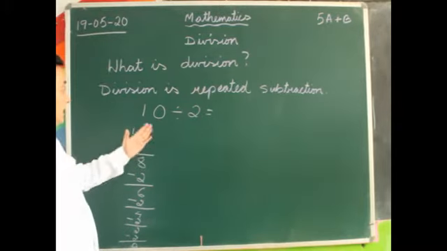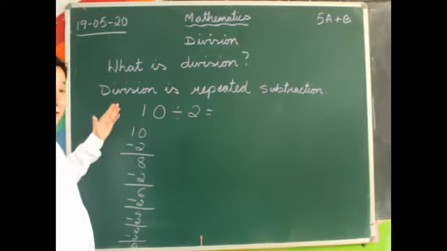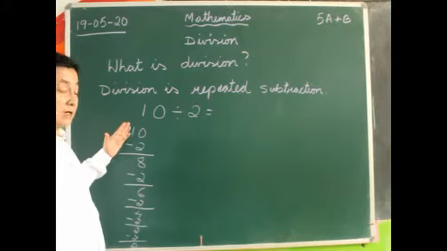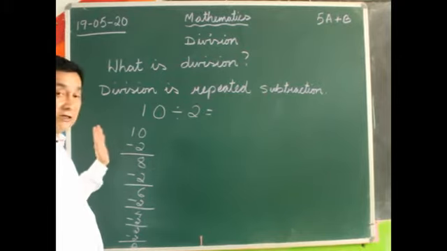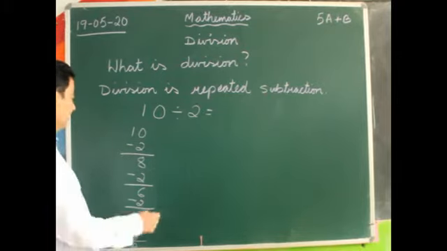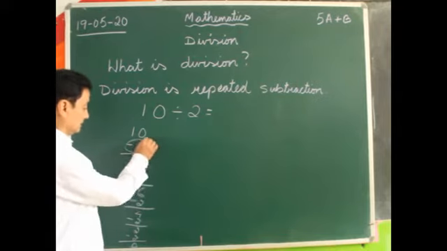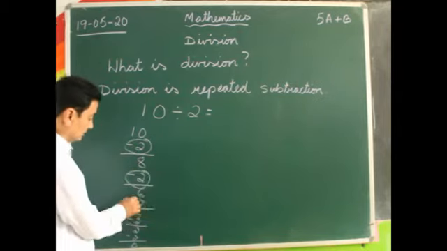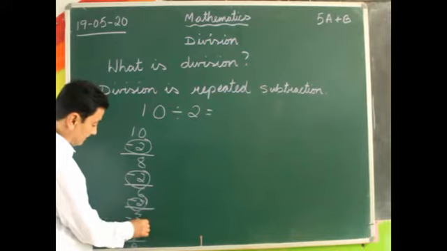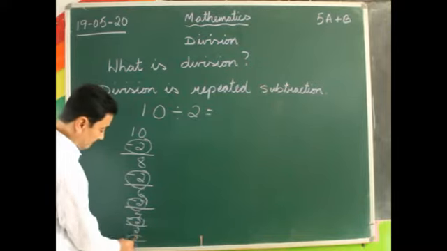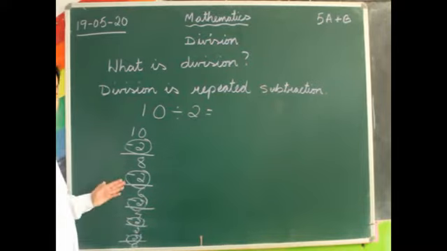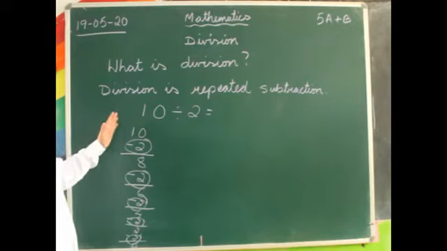We are subtracting 2 from 10, and each time we are subtracting, we are taking 2 away. So how many times have we used 2? 1, 2, 3, 4, and 5. We have subtracted 2 from 10 how many times? 5 times.